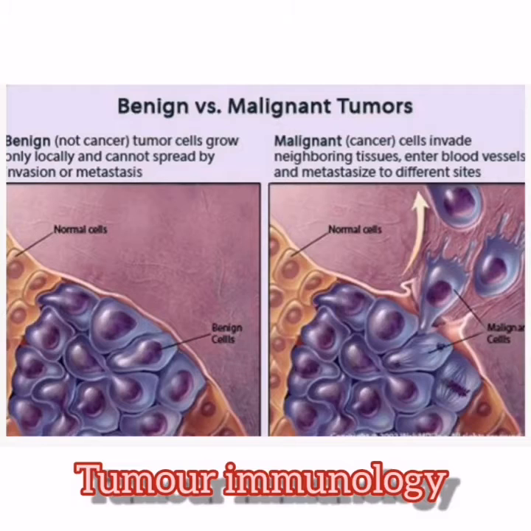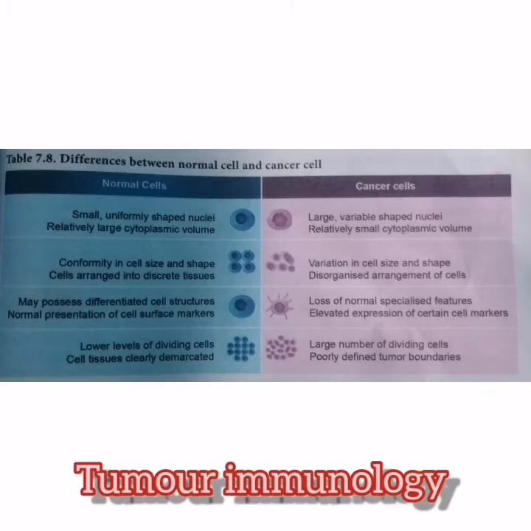As we were discussing benign and malignant tumors, a benign tumor grows only locally and will not spread, but a malignant tumor invades other cells also. Now let's see the differences between normal cell and cancer cell. You can see the normal cells are small, uniformly shaped, but cancer cells are large, with variable shaped nuclei. Normal cells show conformity in cell size and shape. They are arranged in discrete tissues, but in cancer cells, there is variation in cell size and shape and they are disorganized.